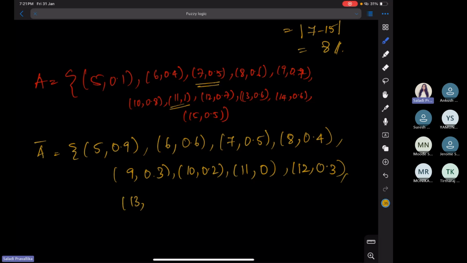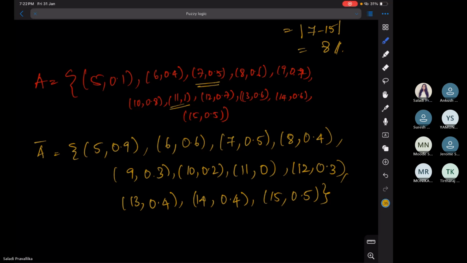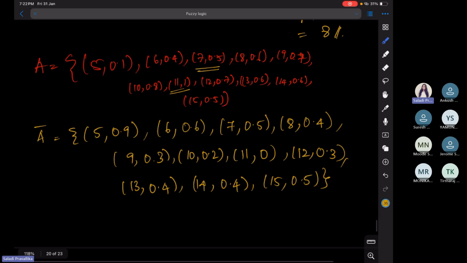For 13, it is 1 minus 0.6, which is 0.4. For 14, it is 1 minus 0.6, which is 0.4. For 15, it is 1 minus 0.5, which is 0.5. So this is the complementary set. If you look at it as a whole, you don't have any membership value that is equal to 1. Hence, this is a subnormal fuzzy set.